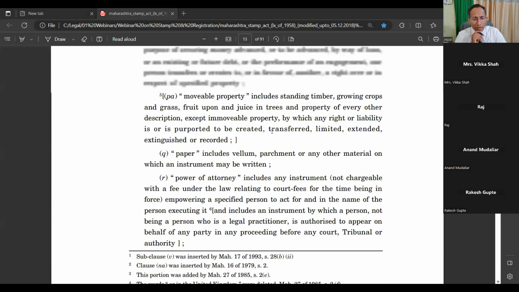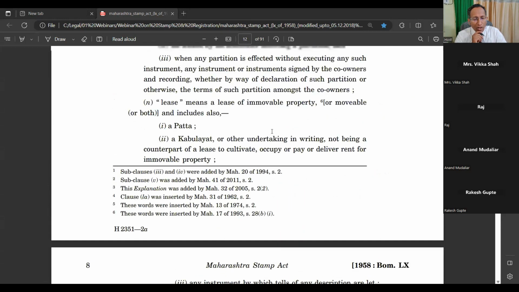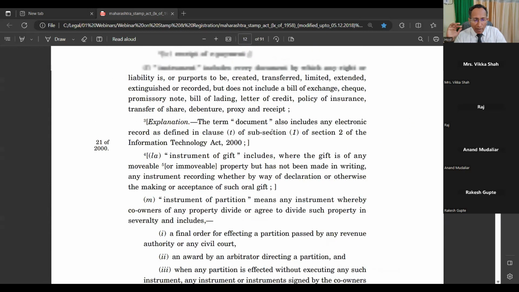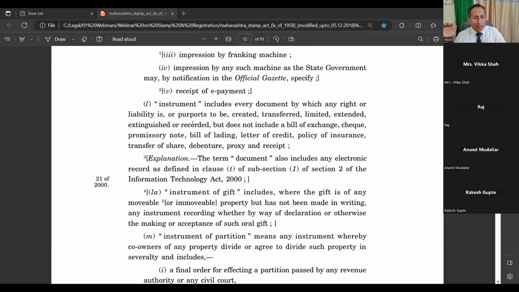Okay, we'll start. See, they have given many definitions. I already shared this document. Instrument means every document by which a right or liability is purported to be created, transferred, limited, extended, extinguished, and so on, but does not include bill of exchange, cheque, promissory note. So they have exempted certain things.